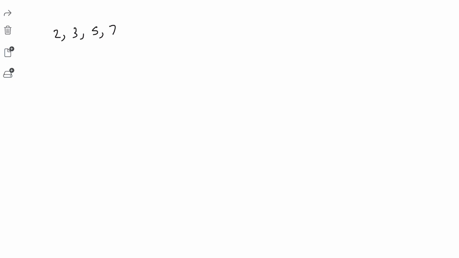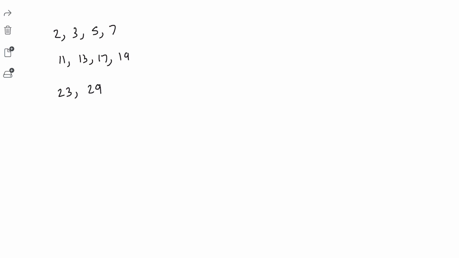So between 11 and 20, the prime numbers would be 11, 13, 17, and 19. 15 would not be a prime because 1, 3, 5, and 15 go into it. That is more than 2 factors. The prime numbers between 20 and 30 would be 23 and 29. 25 is divisible by 5, and 27 is divisible by 3 and 9.